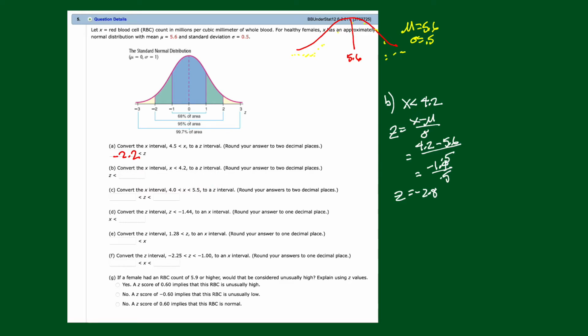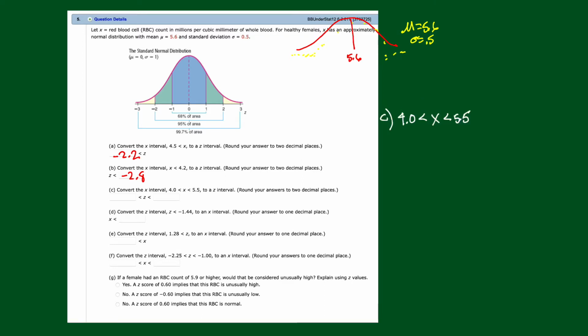Negative 2.8. Now in part C, we want to convert this interval from 4.0 to 5.5 to a z interval. I'm just going to write my x interval right here, and I'll make the conversions. Remember, our converter is z equals x minus mu over sigma. So let's put the x in here and compute.